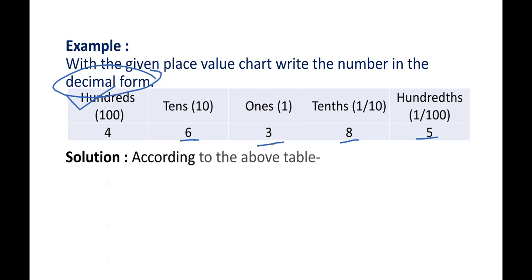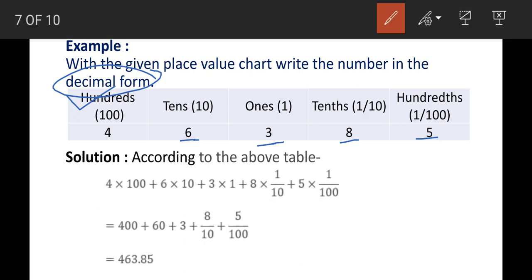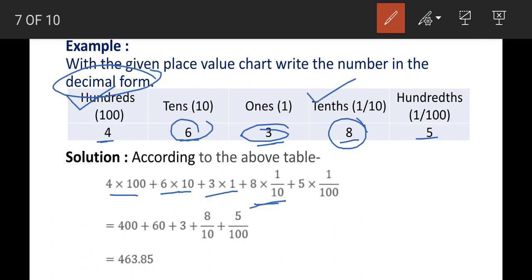So here is the solution. 4 is in the hundreds place, so we have to multiply 4 with 100. Next, 6 is in the tens place, so it becomes 6 multiplied by 10. 3 is in the ones place, 3 multiplied by 1. Then 8 is in the tenths place, so 8 multiplied by 1 by 10. 5 is in the hundredths place, so 5 multiplied by 1 by 100.